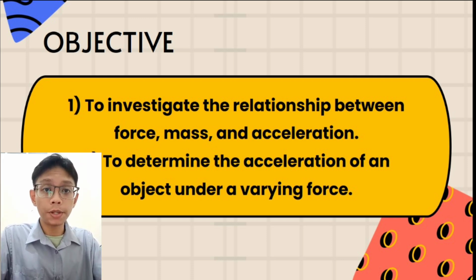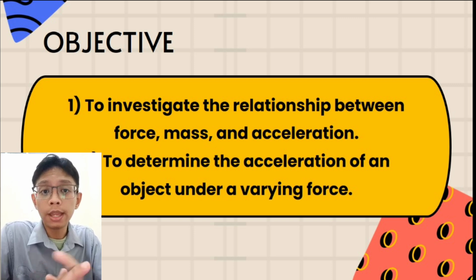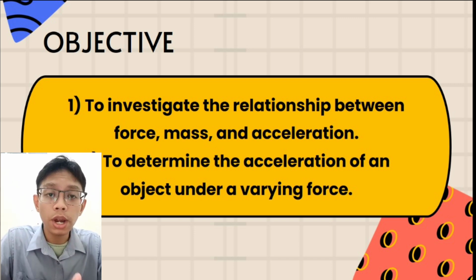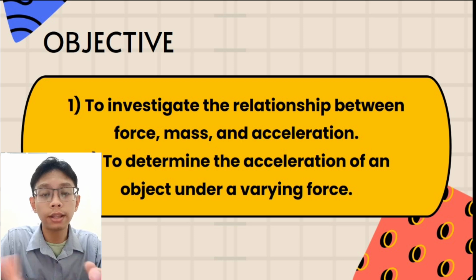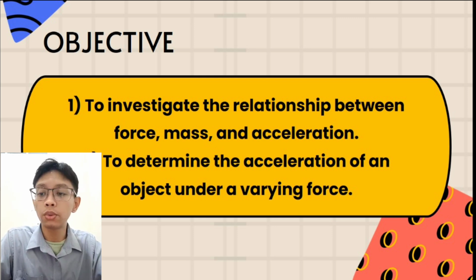Now, the objective of the experiment of linear motion. So what is the objective of this experiment? There are two objectives of this experiment of linear motion. The first objective is to investigate the relationship between force, mass, and acceleration. And the second objective is to determine the acceleration of an object under a varying force or under different forces.